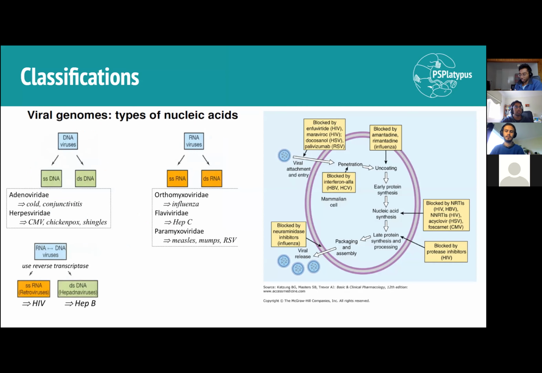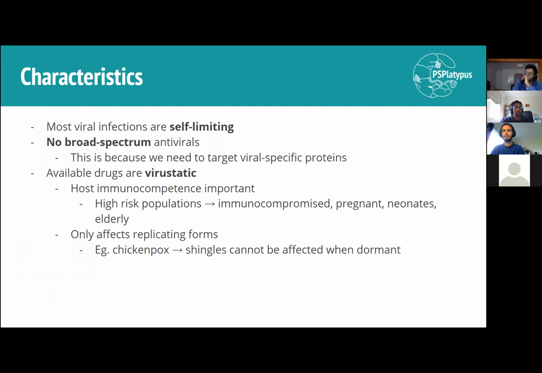And we can have viruses that convert RNA to DNA through reverse transcriptase. A famous one for that is HIV, which is a retrovirus. On the right, we can see the typical life cycle of a virus and ways in which we can block it. So we're going to refer back to that diagram as we go through our classifications, or the categories for drugs.